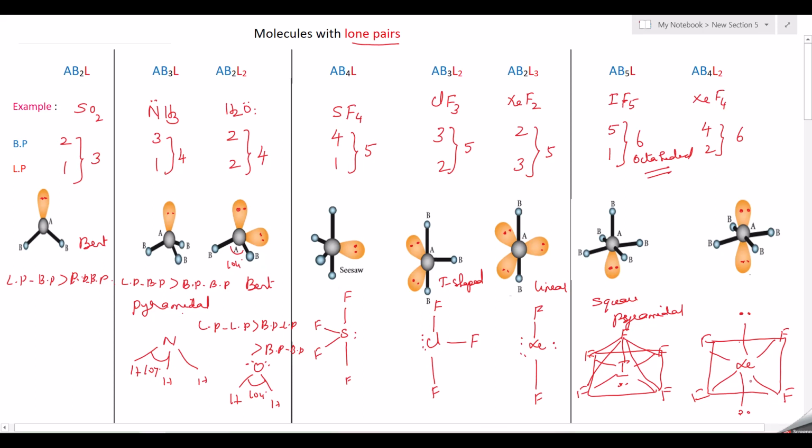So we can say that when you have a number of electron pairs of 3, it is trigonal planar; 4, tetrahedral; 5, trigonal bipyramidal; 6, octahedral. Likewise, remember, if you have a lone pair, then you will be getting a distorted structure. So the distorted structures you have to learn like this.